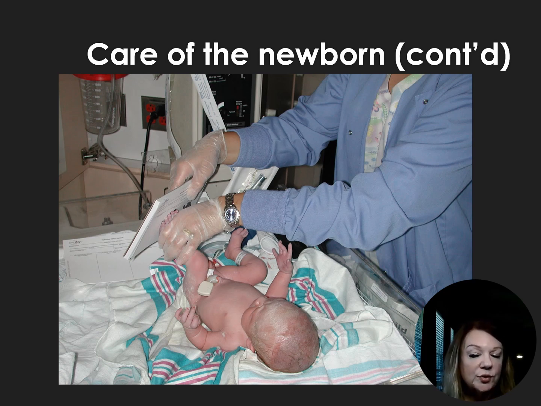Also, lanugo, which is the hair that covers the baby, is a sign that the baby's not as old as what it looks like by gestational age. So that's what a gestational age assessment is, but there are a lot of different tests. Measurements of the head, measurements of the chest, weight, all of these things factor in, that we'll talk about later.